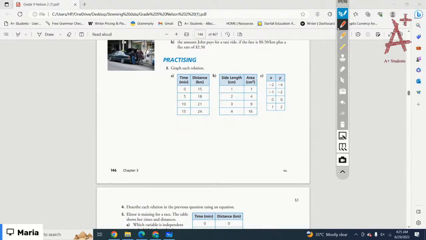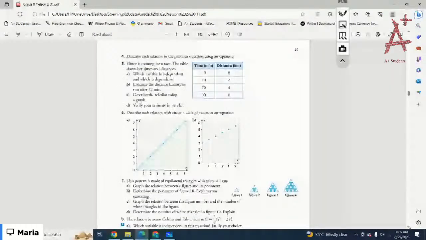Okay, let's just go to question number 5. Okay, Eleanor is training for a race. The table shows her times and distance. Which variable is independent and which is dependent? Estimate the distance Eleanor has run after 22 minutes and describe the relation using a graph.